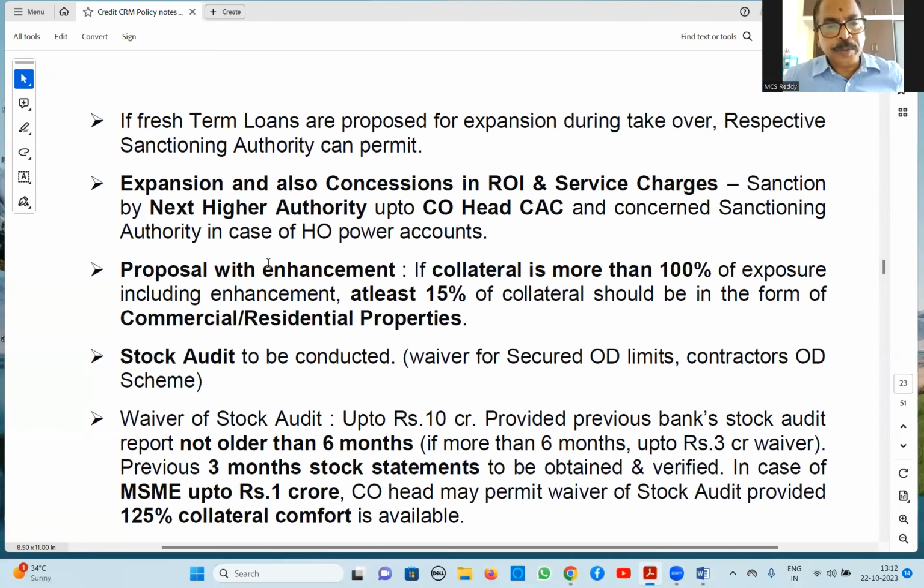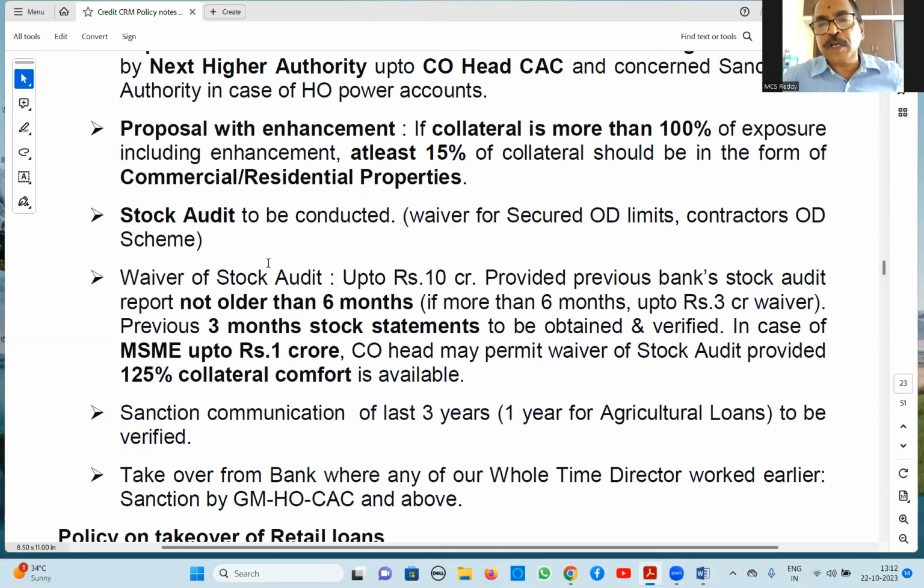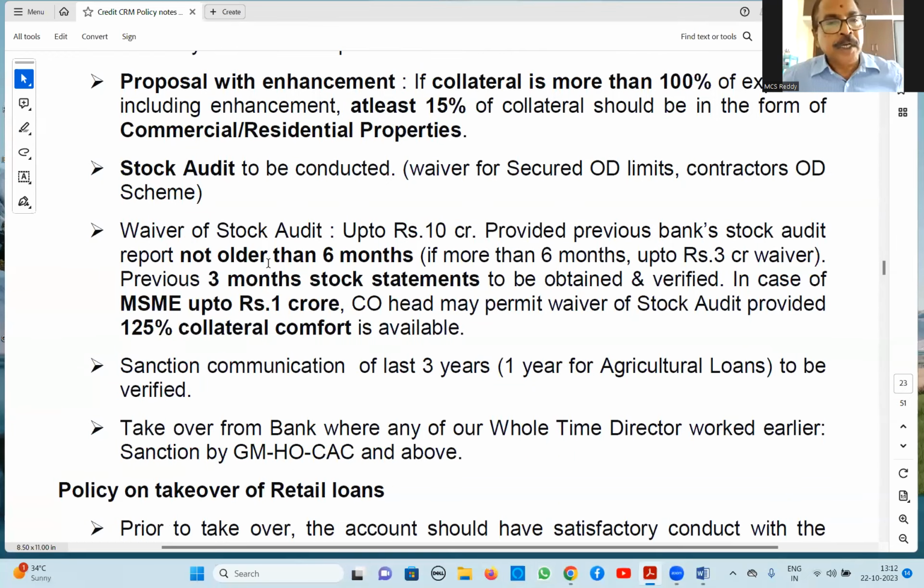Next, stock audit to be conducted. Waiver for stock audit, secured OD limits, contract OD scheme. Now, regarding waiver of stock audit, whenever takeover is there, normally stock audit is to be conducted. But we can waive up to 10 crores, provided the previous bank, from which the party is coming, has given the stock audit report, and that statement is not more than 6 months old, that is, the stock audit was done within 6 months.